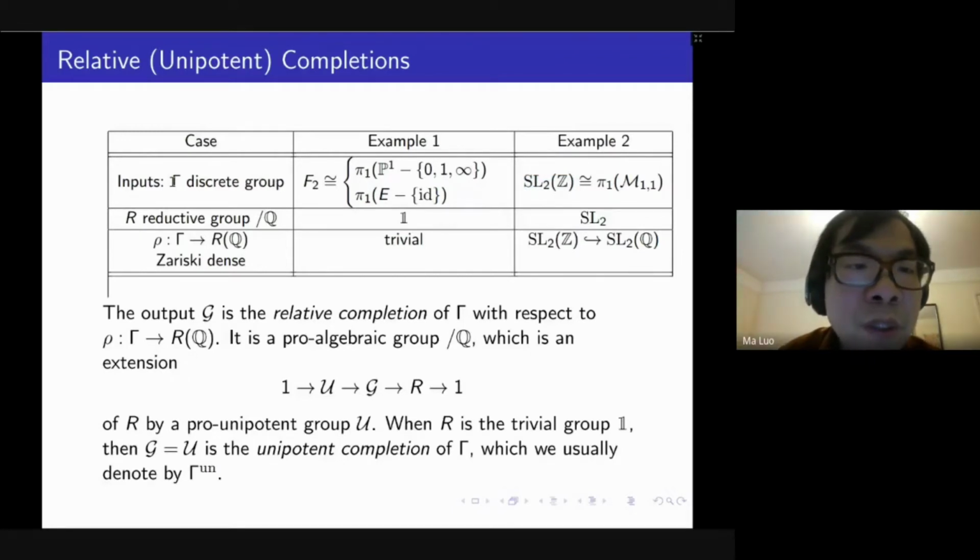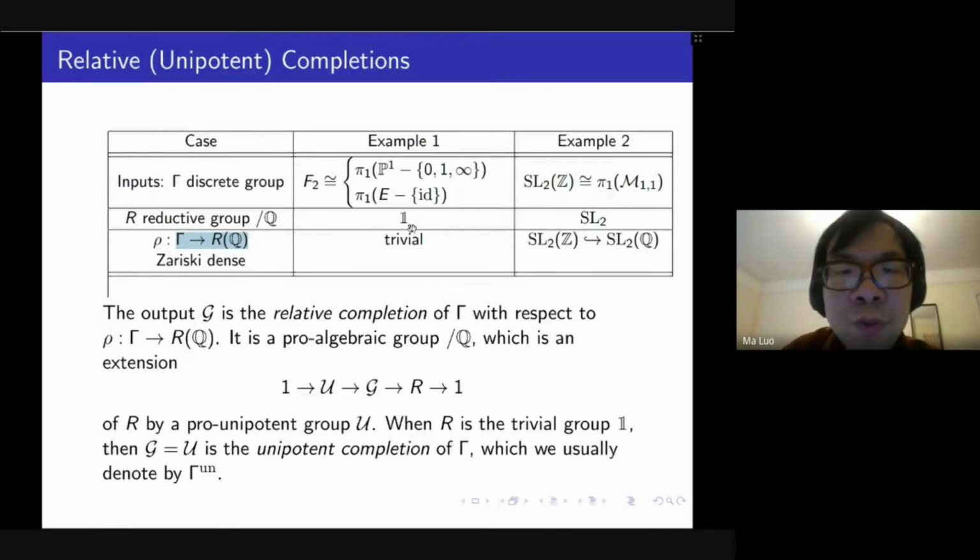So when you start with a discrete group, like these fundamental groups, and you have a reductive group and also a Zariski dense homomorphism from the discrete group to the reductive group, what you can construct out of these inputs is what we call the relative completion of gamma with respect to this homomorphism. It's a pro-algebraic group, which is an extension of R, the reductive group, by a pro-unipotent group.